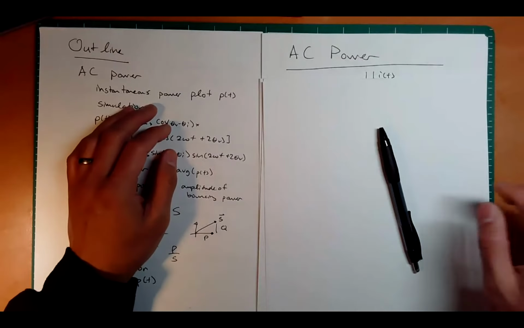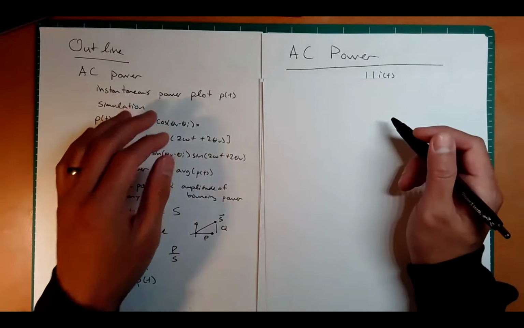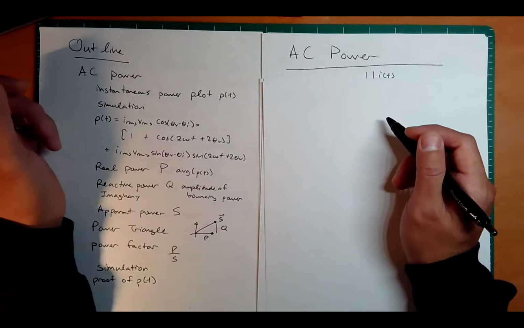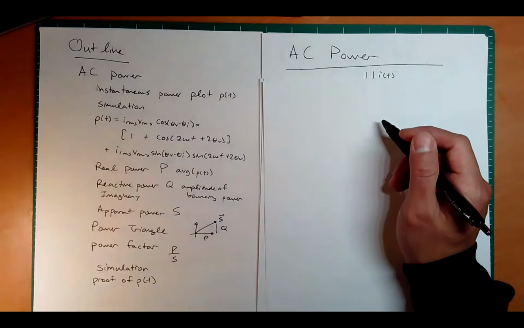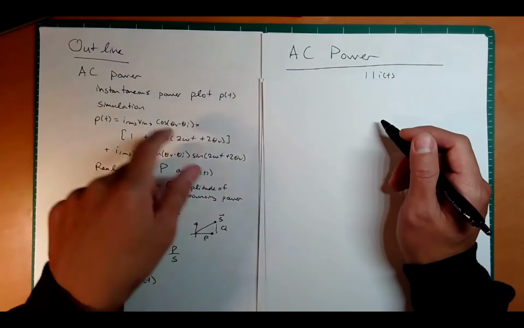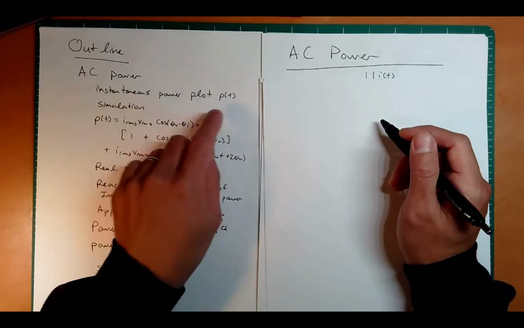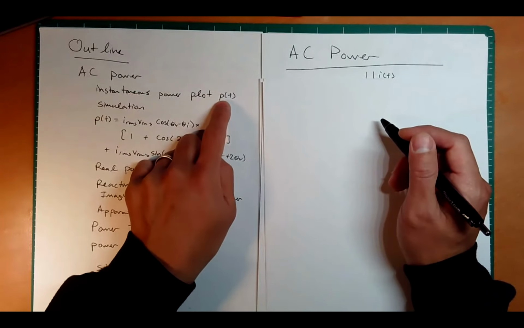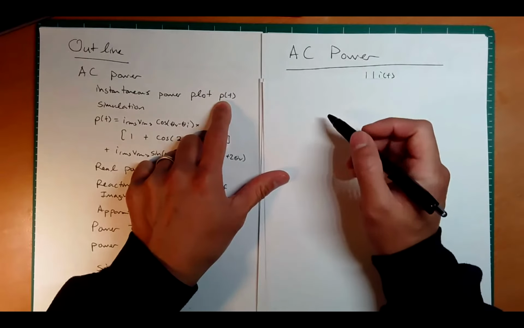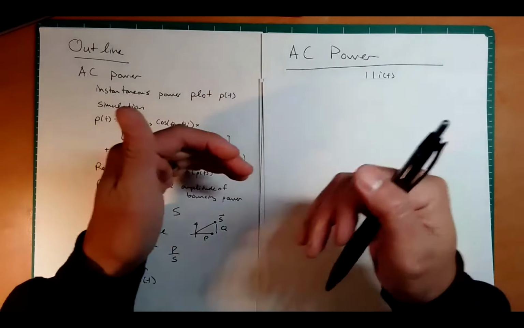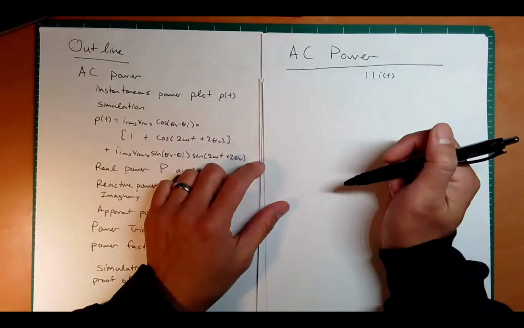Hi, this is ET250, lecture 22, and today we're going to talk about power and AC systems. We're going to look at a plot of power. The instantaneous power, we'll use lowercase p of t, and see how it varies as your current and voltage vary in phase with respect to each other.